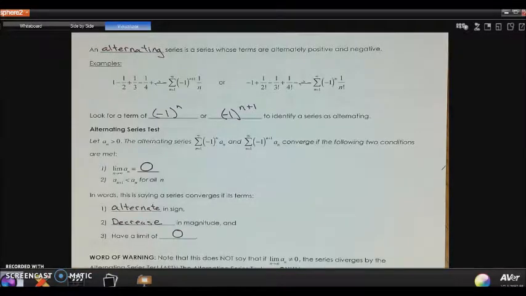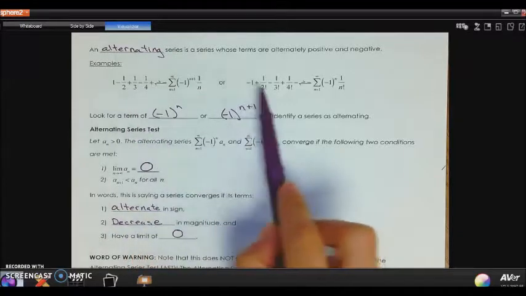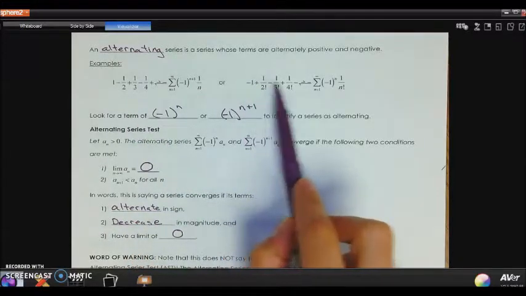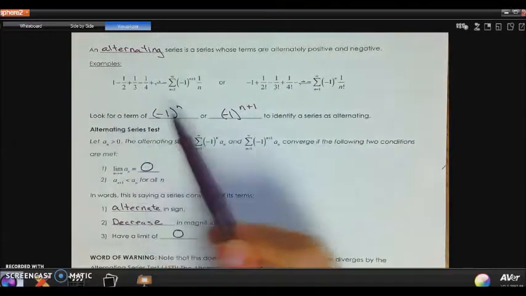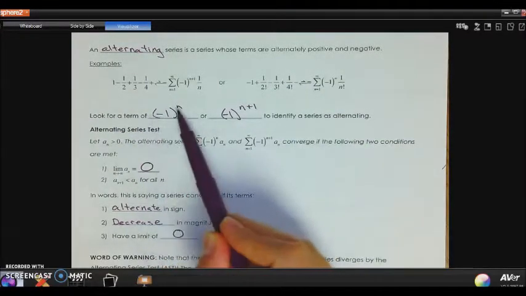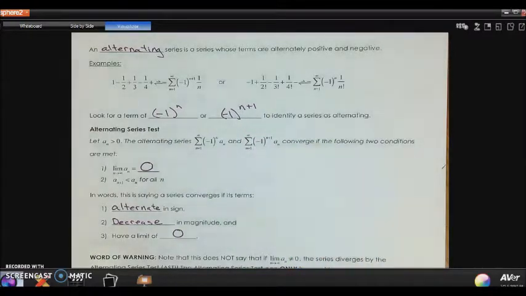All right, now let's take a look at the alternating series test. An alternating series is a series whose terms are alternately positive and negative. So, for example, you start with a positive, then it's negative, positive, negative. Or you start negative and go positive, negative, positive. It just alternates. What you want to look for is a term that has a -1 to a power, or a -1 to an n plus 1.